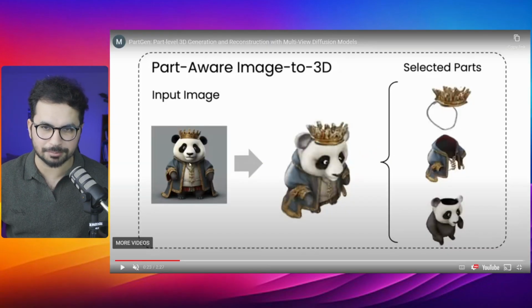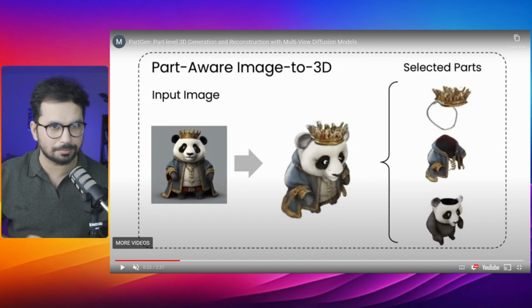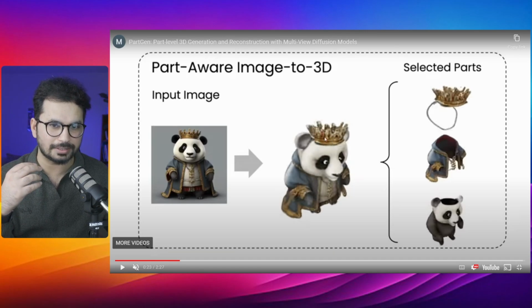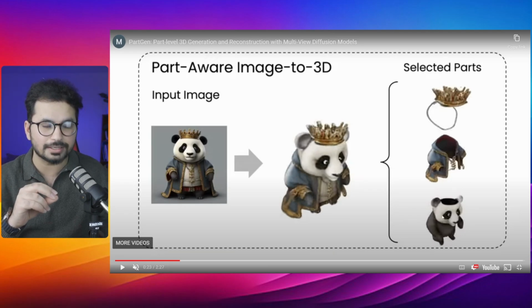Let's suppose you have this image and you provide this image to this model and it will create this 3D model, but that's not the important part. The most important part is this 3D model will actually understand that this model needs to have this part as a separate, and then the clothing part as a separate, and then this body as a separate.